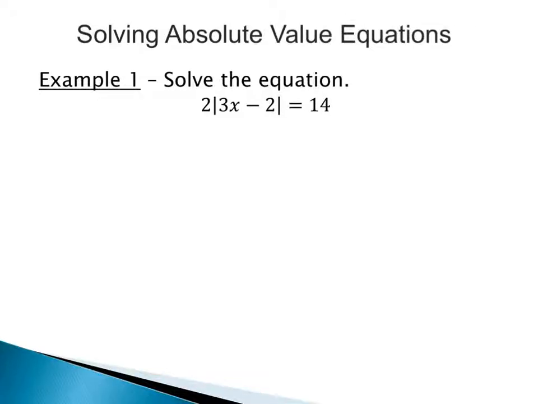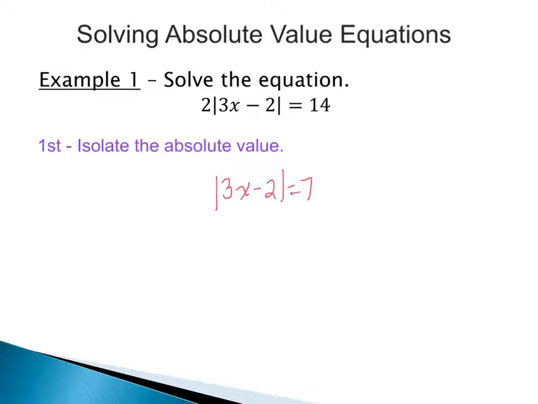In this lesson, we're going to be solving absolute value equations. The first step is to isolate the absolute value. Since we have a 2 in front of the absolute value that's being multiplied, I need to get rid of it by dividing both sides by 2. So that means I have the absolute value of 3x minus 2 equals 7.